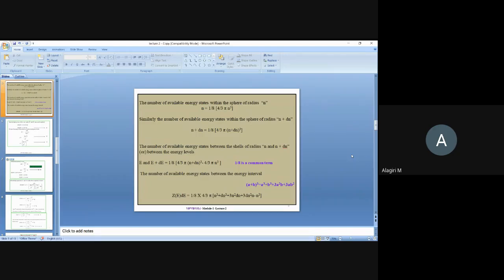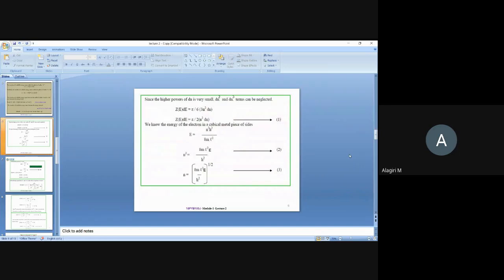Okay, so in this equation, plus n cube and minus n cube can be cancelled. After the cancellations, the powers dn square and dn cube we can ignore, or neglect. The reason is the values of dn square and dn cube are very small. So after ignoring dn square and dn cube, our equation will be Z(E) dE equal to pi by 6 into 3n square into dn.